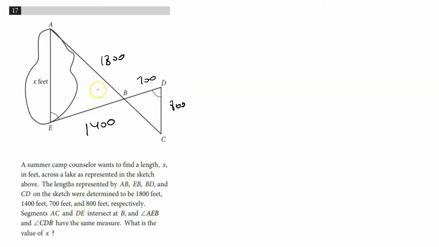Segments AC and DE intersect at B, and angle AEB and CDB have the same measure. Yeah, it's pretty clear because of vertical angles. And what is the value of x? X is this length AE right here.